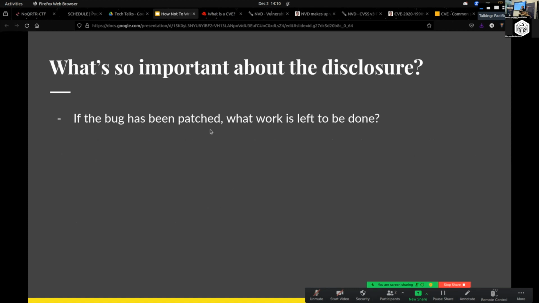So let me explain what's so important about the disclosure, because typically it goes like this. A hacker or a security engineer finds a bug in the Tesla website. They tell Tesla, Tesla patches it, and then they make a disclosure telling everyone, update your machines, update your software. So once it's been patched, what work is left to be done?